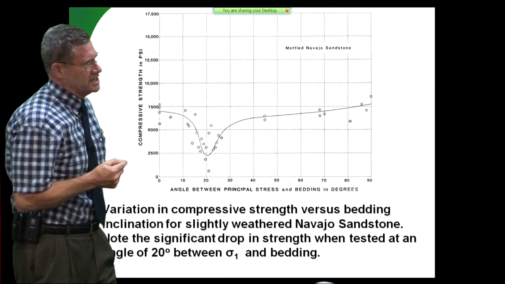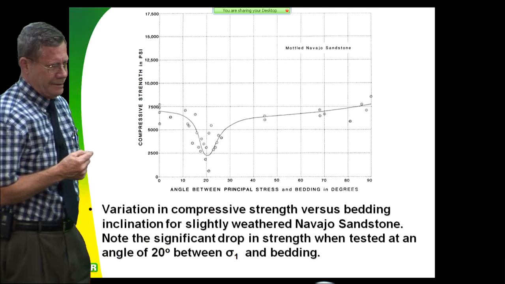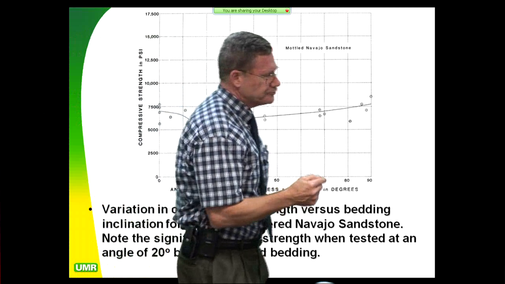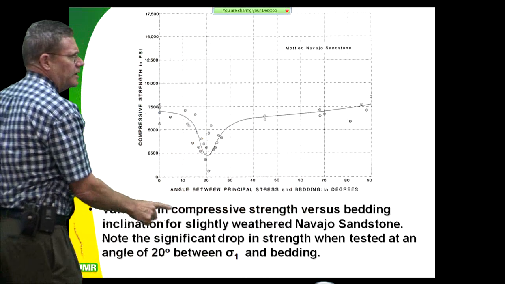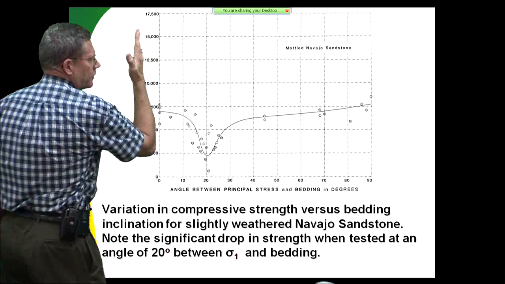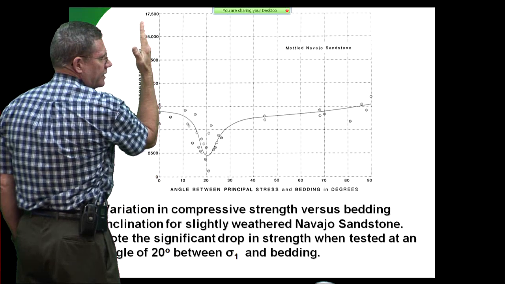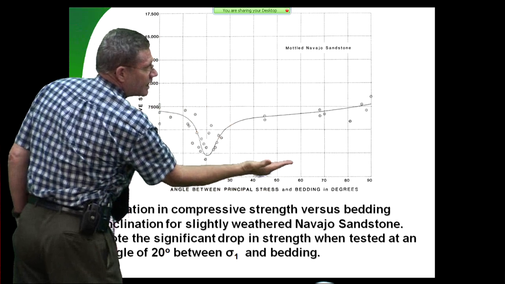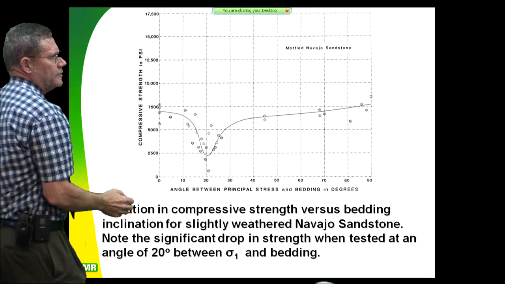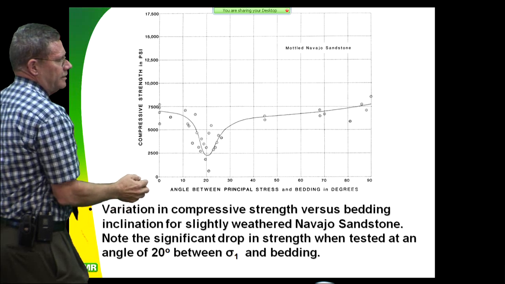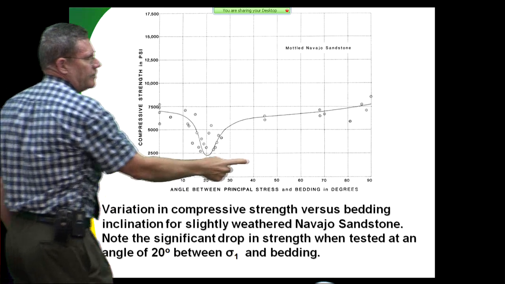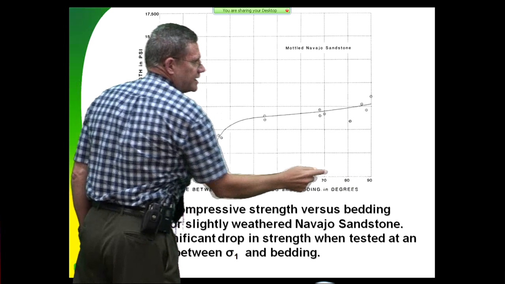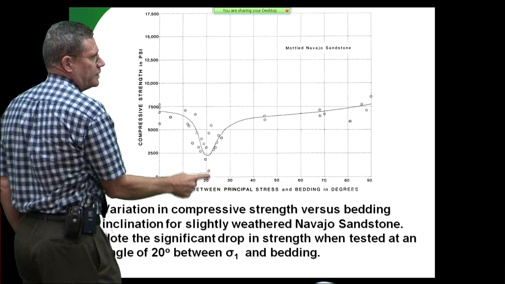Now, variation in compressive strength versus bedding inclination is really, really important. Now, if I go back and I look at this and say, okay, what's the angle of my fracture? Here's vertical. What's the angle between the fracture and the bedding? So if my bedding is horizontal, that's going to be zero. And if the angle between the stress and the bedding is 90 degrees, it's going to be like this. Now, right here, what you see is 21, 22 degrees.